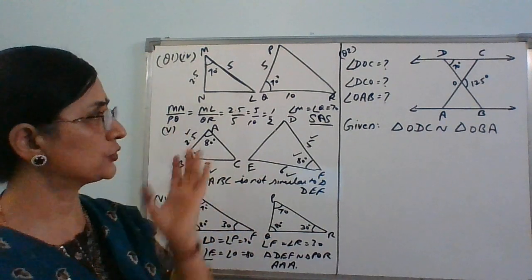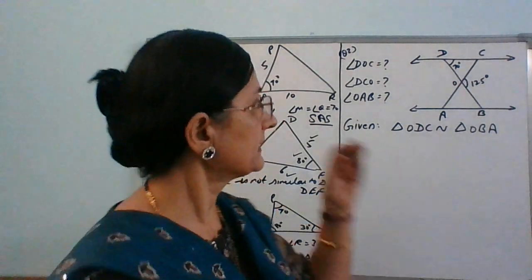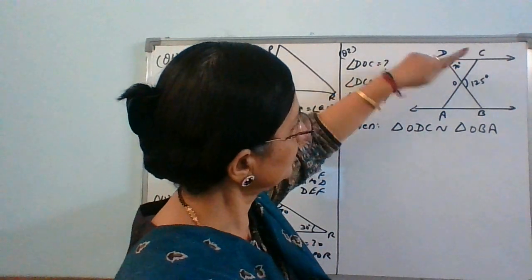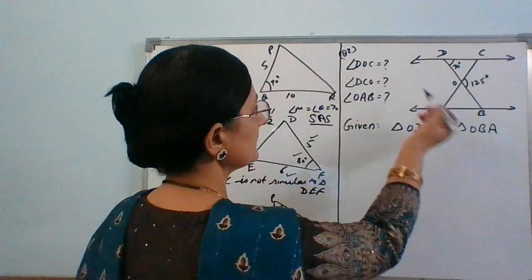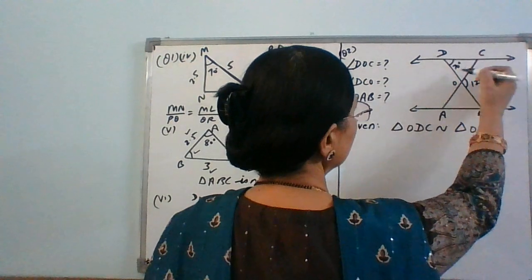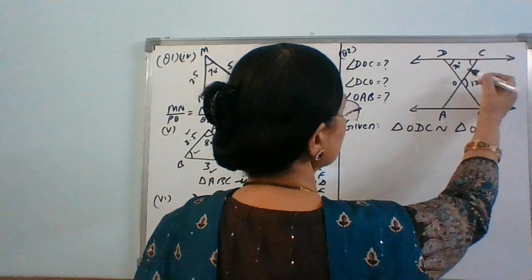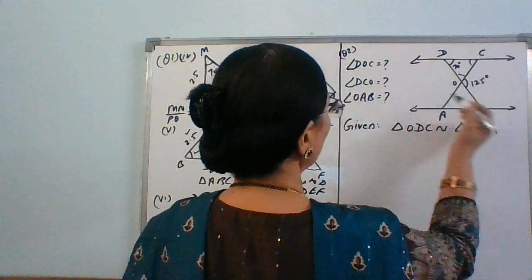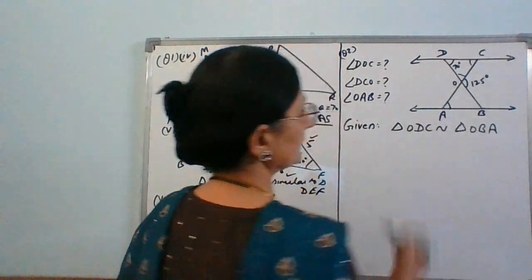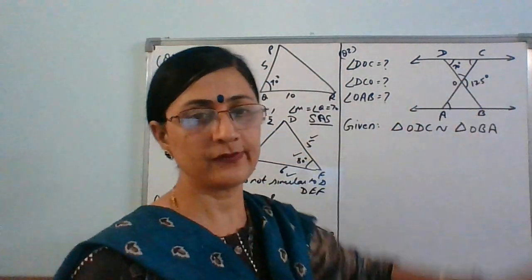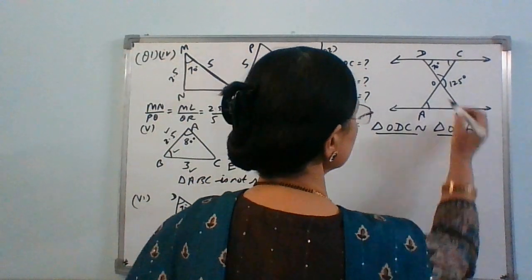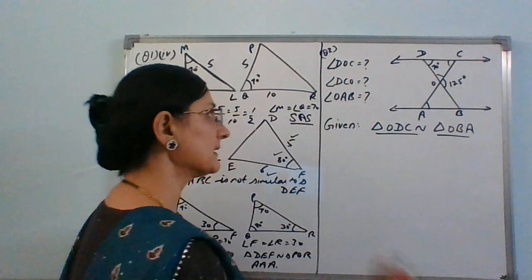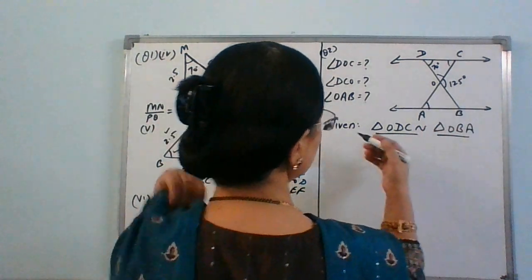Now question number 2. Here what's given? It's given that this angle here is 70. Here this angle is 125. We have to find these three angles: DCO, DOC and OAB. These three angles we are supposed to find out. Now let us see how. It's also given that these two triangles are similar. When they are similar, then we'll see what has to be done.